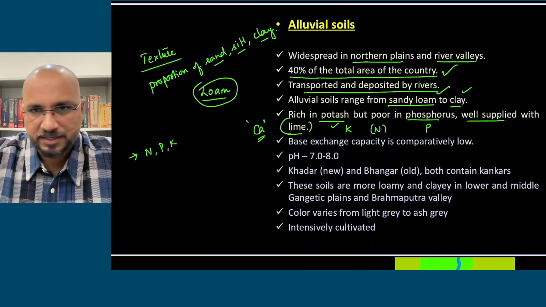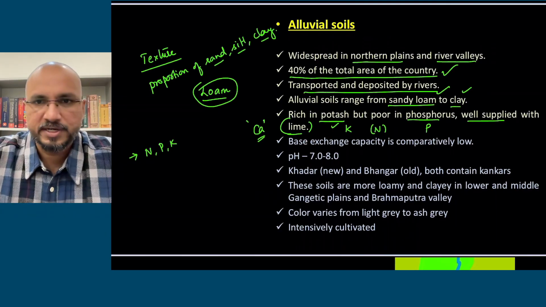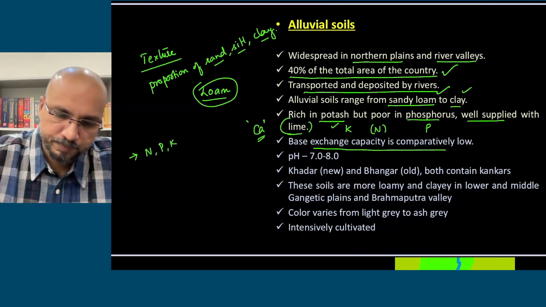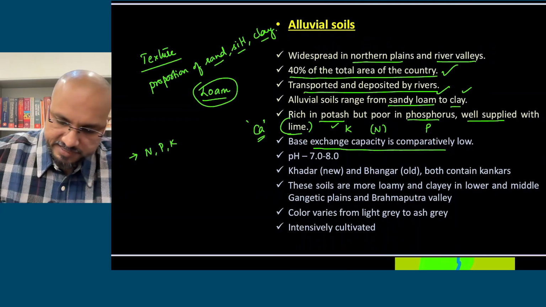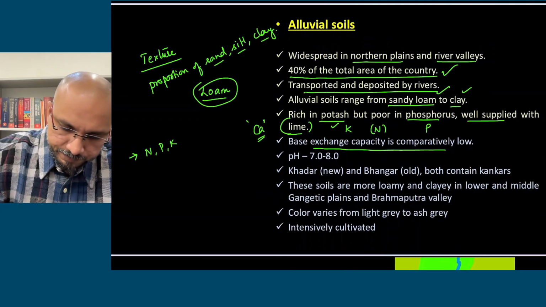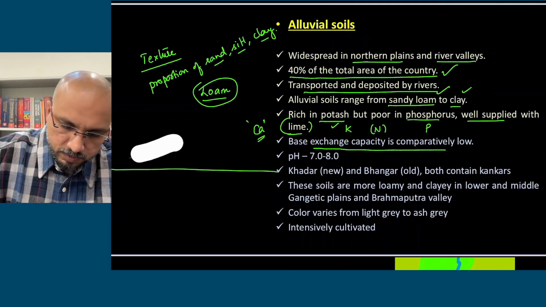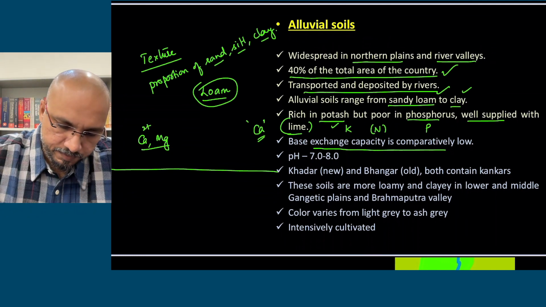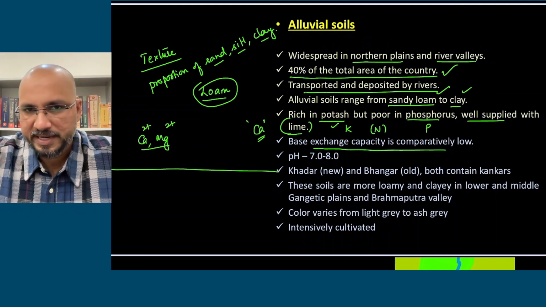Inherently they lack nutrients, but if you provide nutrients from outside in the form of fertilizers, they are very productive soils. Their base exchange capacity is comparatively low. What do you mean by this? Your calcium and magnesium are referred to as base forming cations.